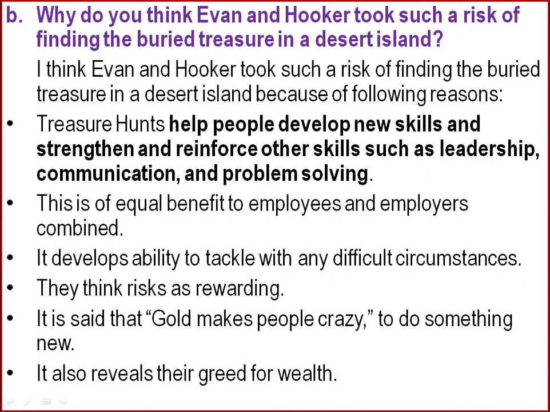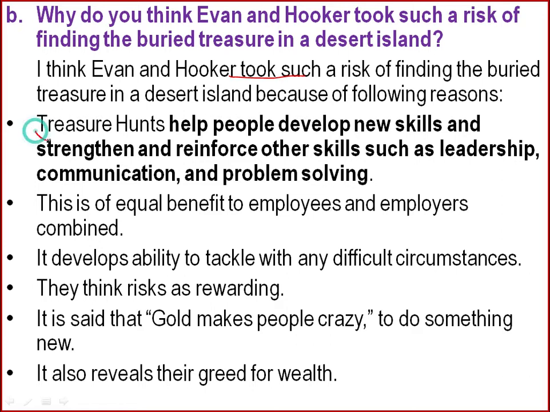Then about question B. Why do you think Ivan and Hooker took such a risk of finding the buried treasures in a desert island? किन तिनीहरूले त्यस्तो रिस्क लिन्छन् डिजर्टमा त्यस्तो बरिड गरेको आइल्यान्ड जो हाम्रो ट्रेजर्स हुन्छ त्यसलाई खन्नको लागि तिनीहरूले किन त्यस्तो रिस्क लिएका हुन्छन्? So the answer is, I think Ivan and Hooker took such a risk of finding the buried treasures in a desert island because of the following reasons.